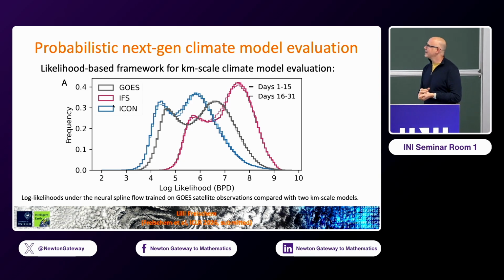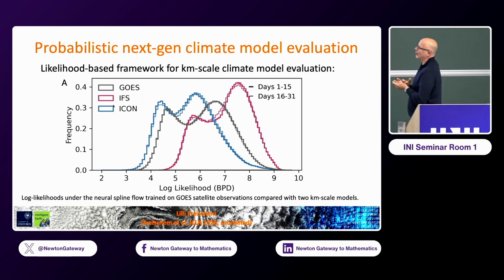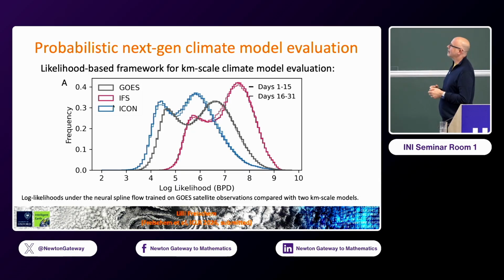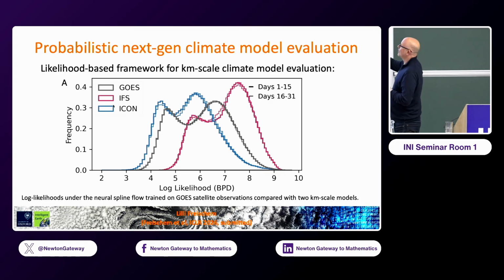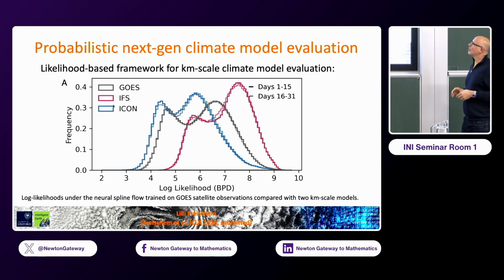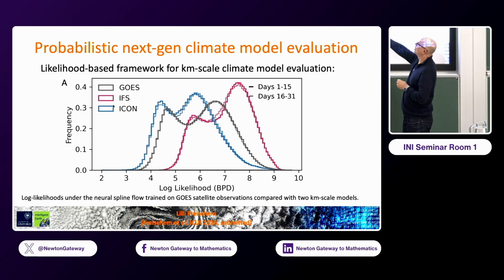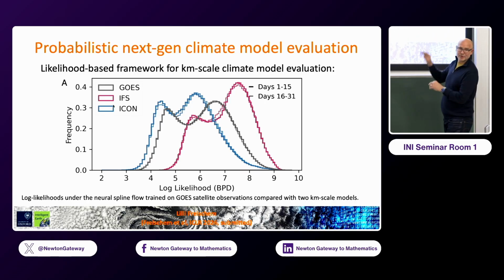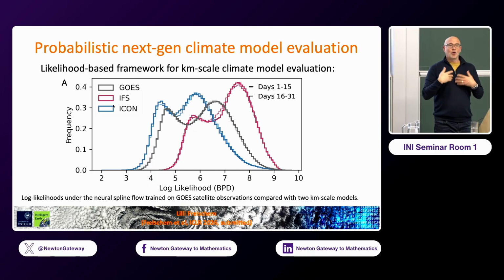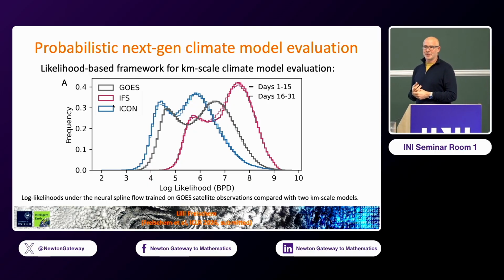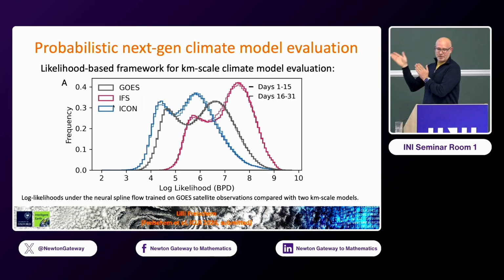So let's see what this looks like. This is now an assessment of two kilometer scale models, the IFS ECMWF model and ICON, the Max Planck model and German Weather Service, as compared to GOES, the satellite data. And you see that the likelihood distributions all look roughly broadly similar, but you see also that the IFS model here is quite a bit further away from the distribution of the observations. So this is nice, and you can calculate the distance metrics for that, and we get a good insight into model performance based on just the structure of these fields.